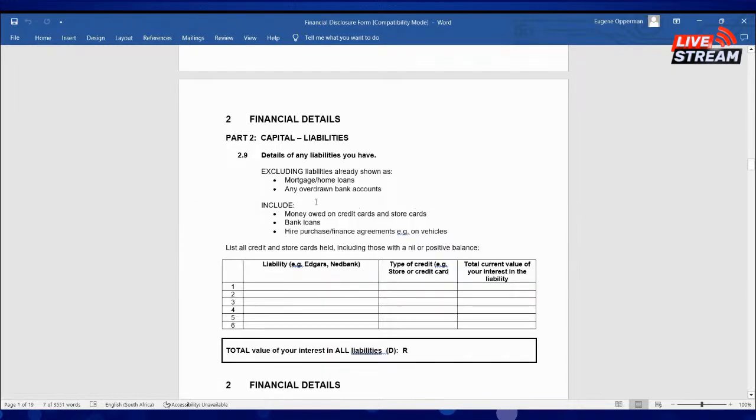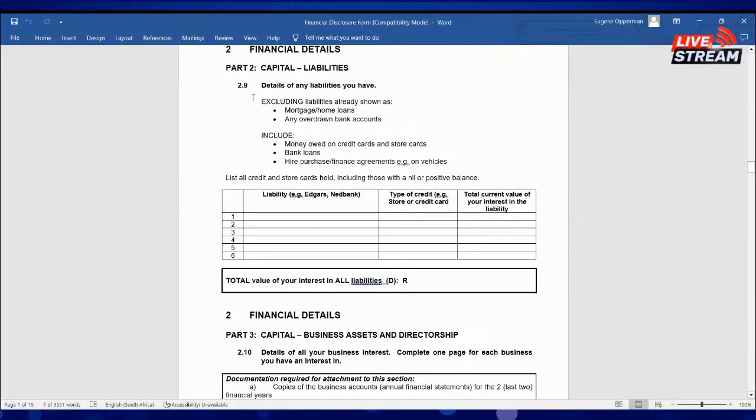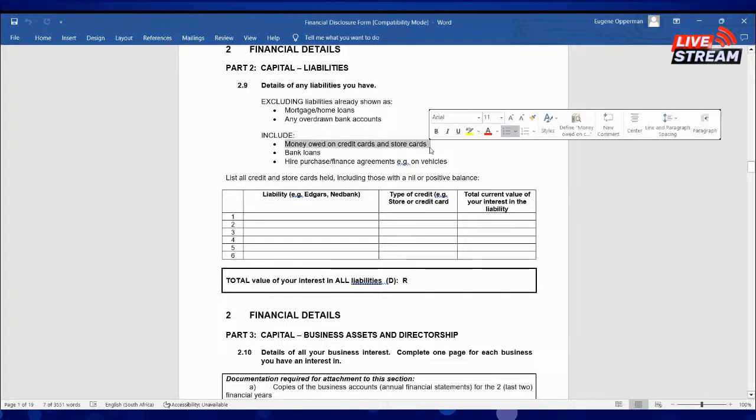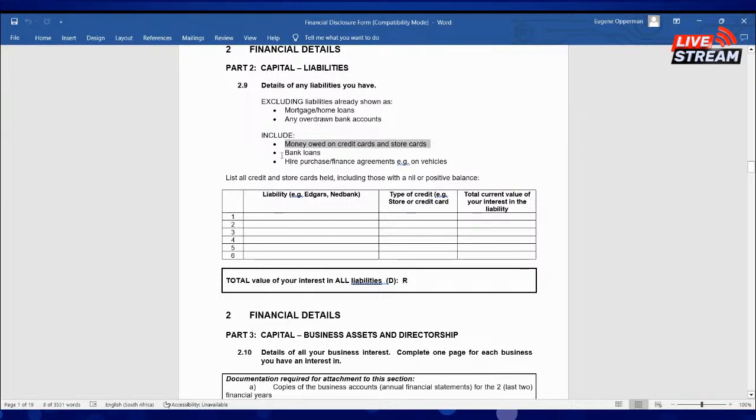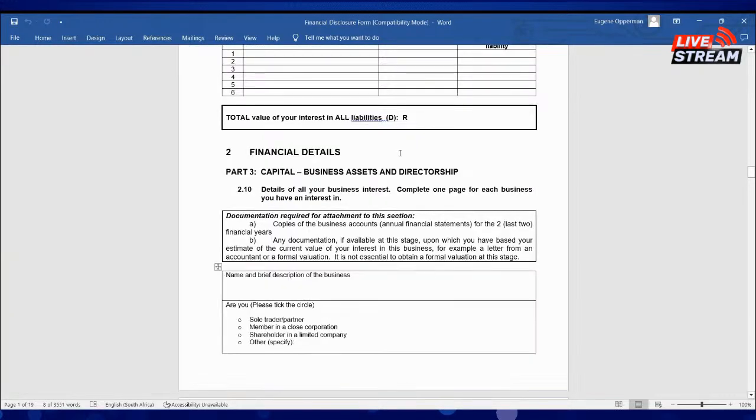Then we come to the liabilities. It is excluding liabilities as already shown, like overdrawn accounts or mortgage payments or loans. But it should include all that money that is owed on credit cards and store cards, like retail cards, your furniture shops, and so forth, as well as bank loans or any other financial agreements, such as vehicle agreements. Those all need to be completed in this portion here.